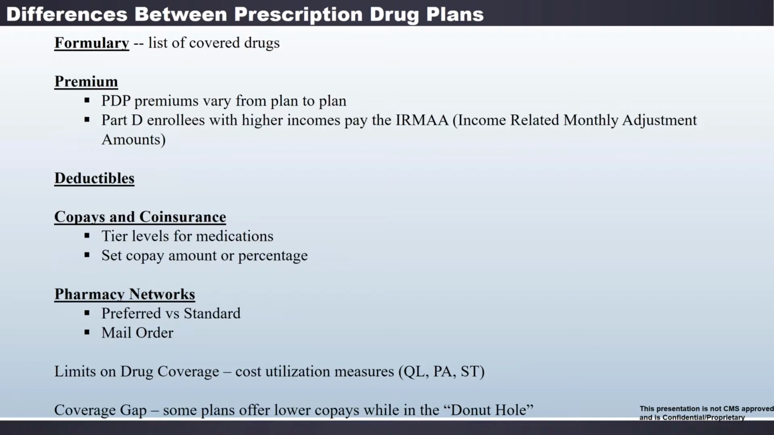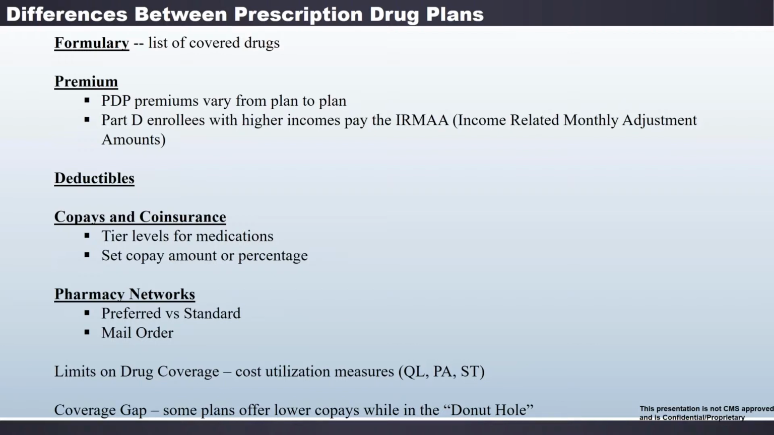And then tier 5, which are specialty drugs. And usually that's the latest and greatest, the kinds of things that you see advertised on television and that kind of stuff. Sometimes you'll see tier 6, and that usually refers to how it's going to be handled in the coverage gap, and more on coverage gap coming up.